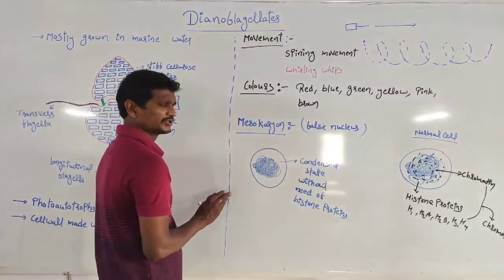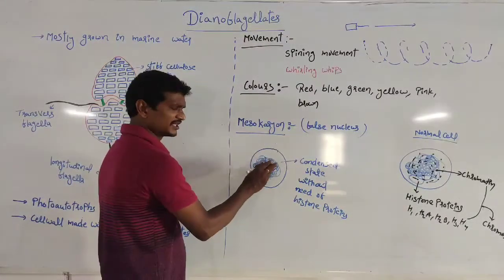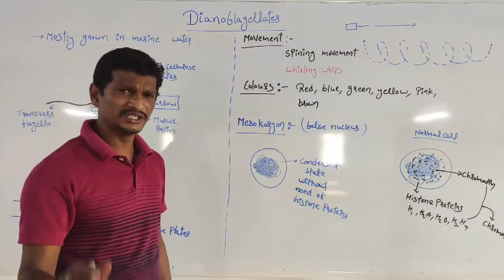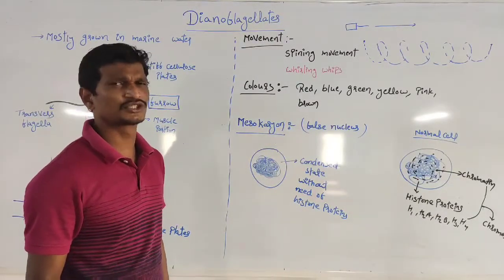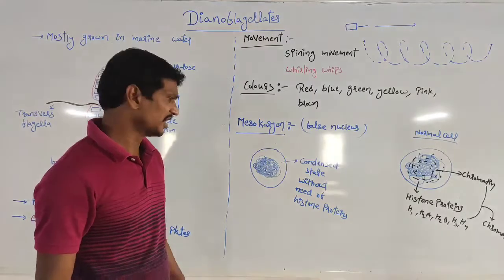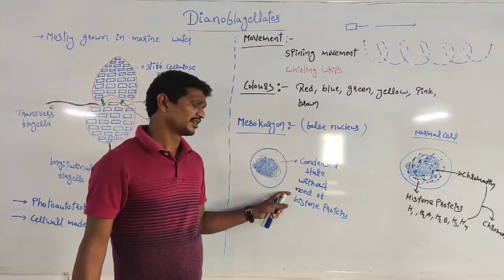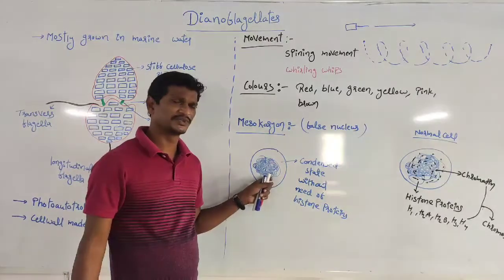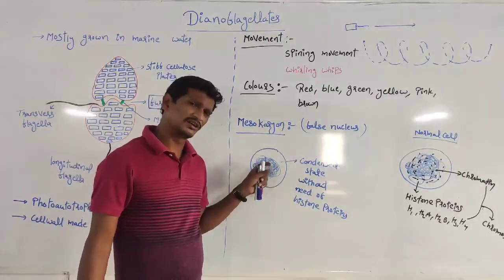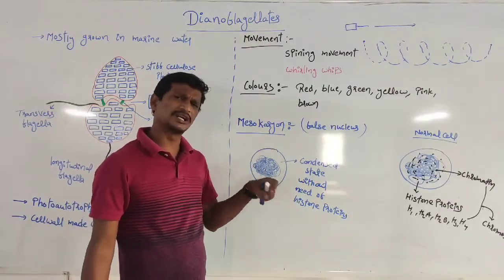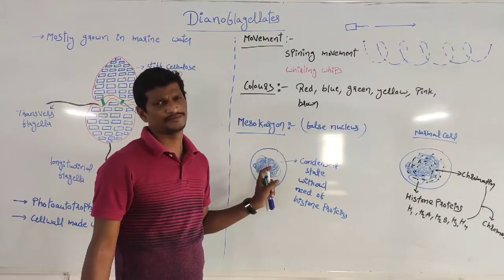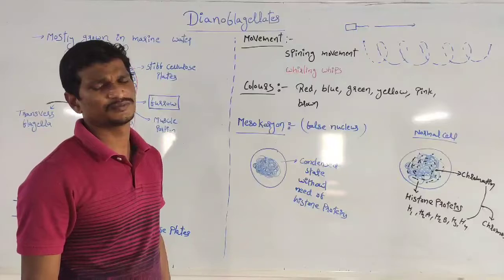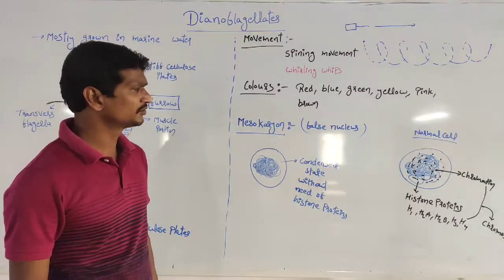Why is this a false nucleus? Because the genetic material always exists in a condensed state without any need of histone proteins. Other than histone proteins, some non-histone proteins are also supporting, but here histone proteins are absent. The genetic material is always in a condensed state, even during cell division. That's the reason this nucleus is called a false nucleus.